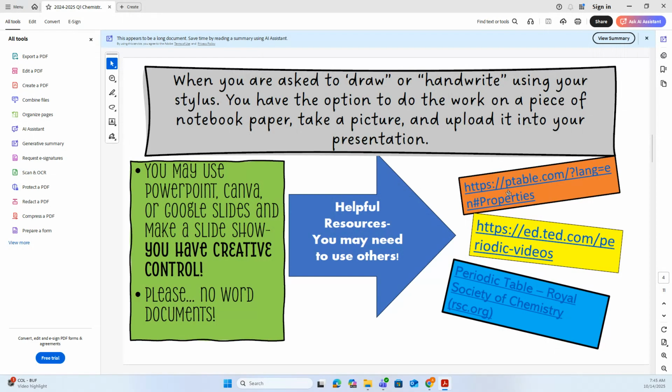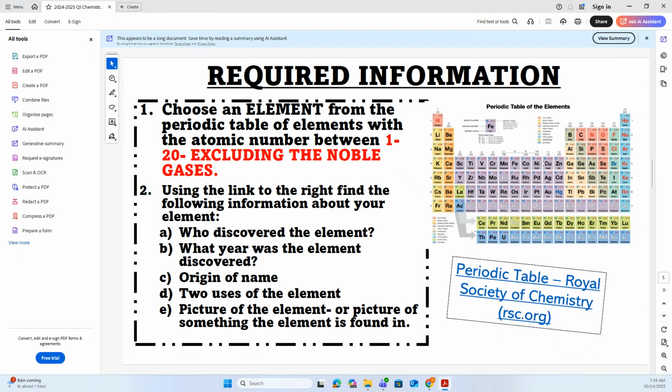I've given you some information here, so I have actually given you a handful of resources that you can use. Here I'm just saying anytime you're asked to draw or handwrite using your stylus, you have the option to do the work on a piece of notebook paper, take a picture, and upload it into the presentation if your stylus doesn't work. Okay, so that's always an option.